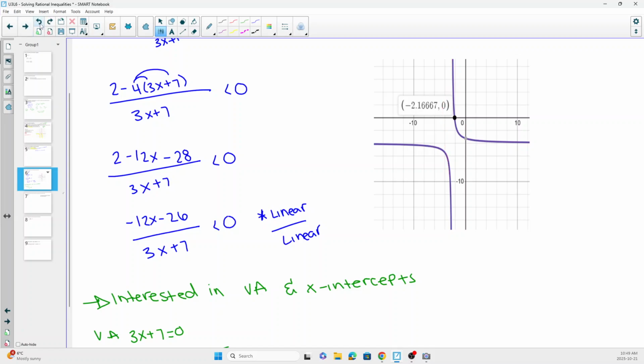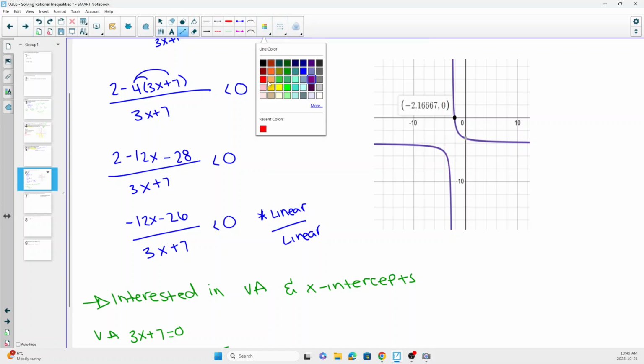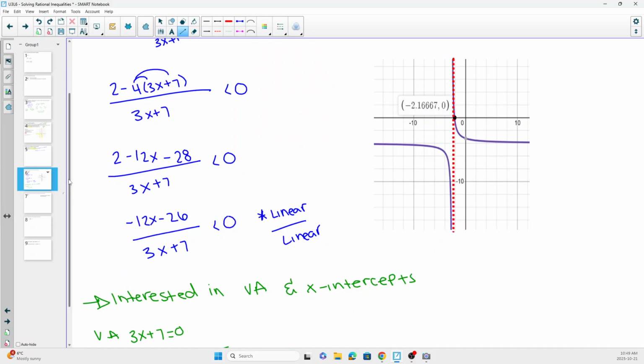Oh, that's funny. That's what happens when I draw a straight line. Just past that negative 2. So somewhere around here we have that vertical asymptote at negative 2.33. Okay.